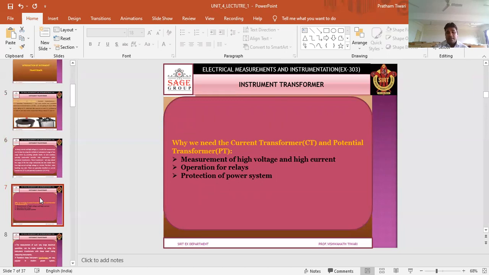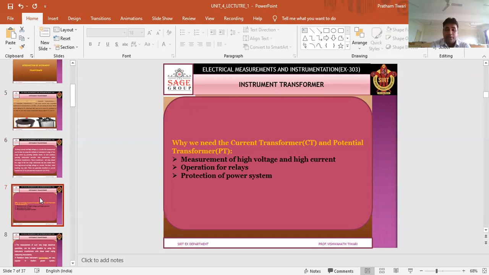Second point, operation of relays. We have a number of relays connected in the power system for protection purposes. So we essentially require an instrument transformer for the operation of relays.